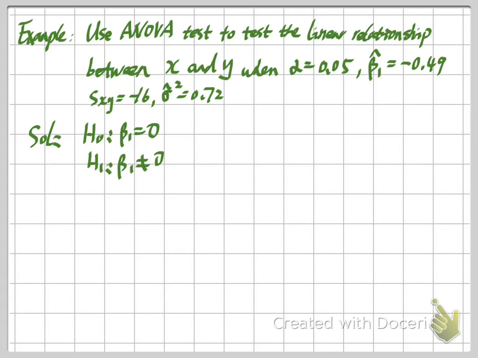So for our SSR, based on our previous one, we already know this equation is the estimator of our beta 1 times S sub xy. That's why we only need to plug in our values. So beta 1 hat is negative 0.49 and S sub xy is negative 16. Just use the calculator, we can compute this answer. It equals 7.84. So this is the value for our SSR.